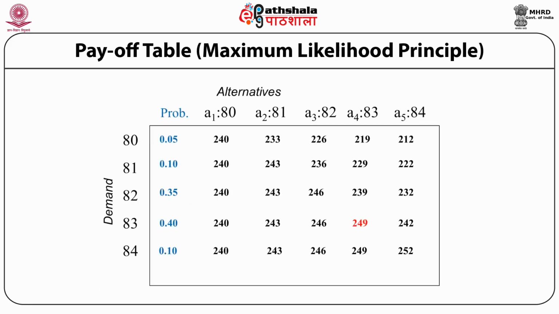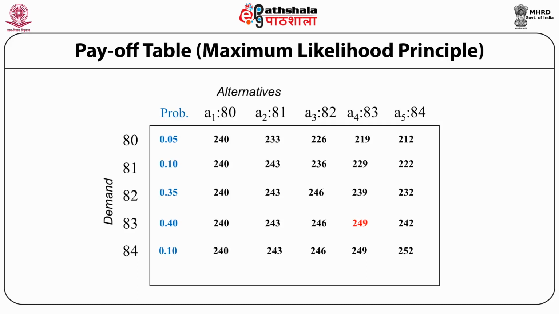So dear students, in this table you can see that we are given the different outcomes, that is, demand for bread packets 80, 81, 82, 83, 84, and the various alternatives A1, A2, A3, A4 up to A5. We are also given the probability value corresponding to every possible outcome.